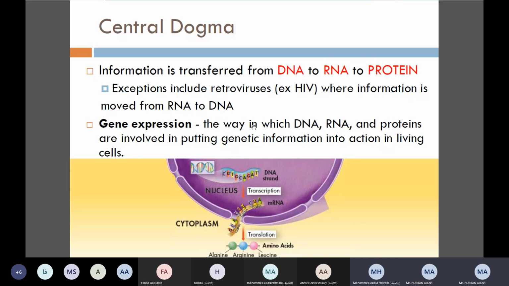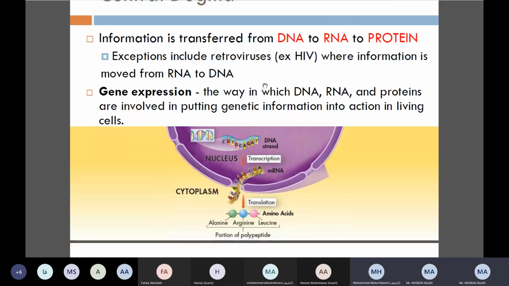Gene expression is what? The way in which DNA, RNA and protein are involved in putting genetic information into action in a living cell, right? The functions which are occurring, like we are talking, we are walking, we are eating, our digestive system is working, our respiratory system is working, immune system is working. All these are based on what? These are based on gene expression.